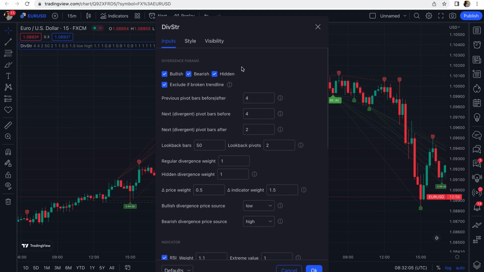Please pay attention that hidden divergences are also considered by default, which you can uncheck from here, or you can also give them a lower weight, which by default has the same weight as regular divergences.